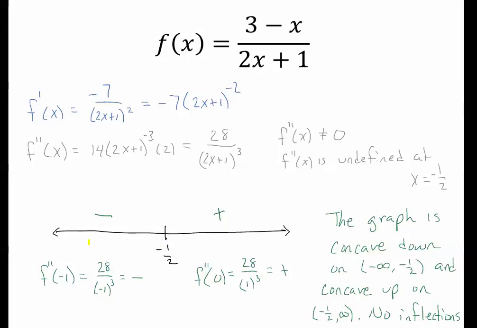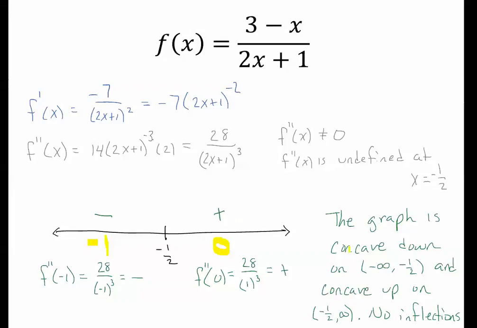Checking values to the left of negative 1/2, I once again use an easy value of negative 1. Substituting into my second derivative, I find that I have 28 over a negative 1 to the third power, which will be negative, so I'm concave down on the left. I use my easy test value of 0. F double prime of 0 equals 28 over 1 cubed. Both numerator and denominator are positive, so the quotient is also positive, and we're concave up.